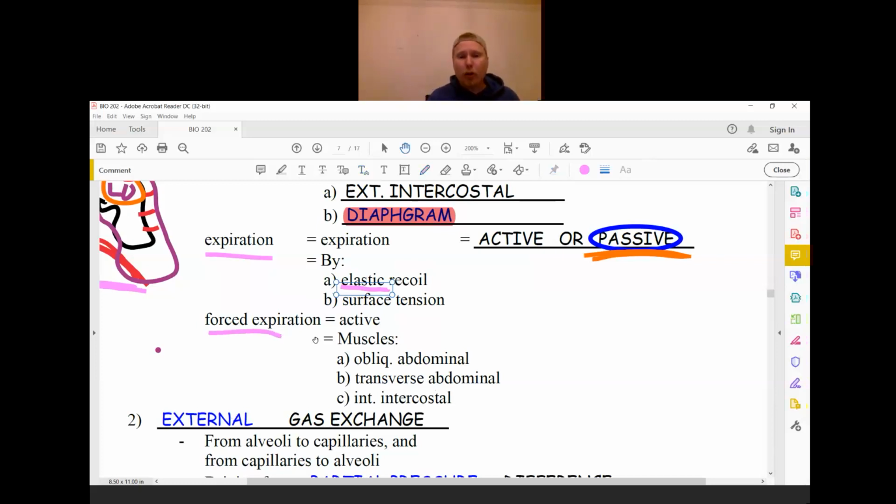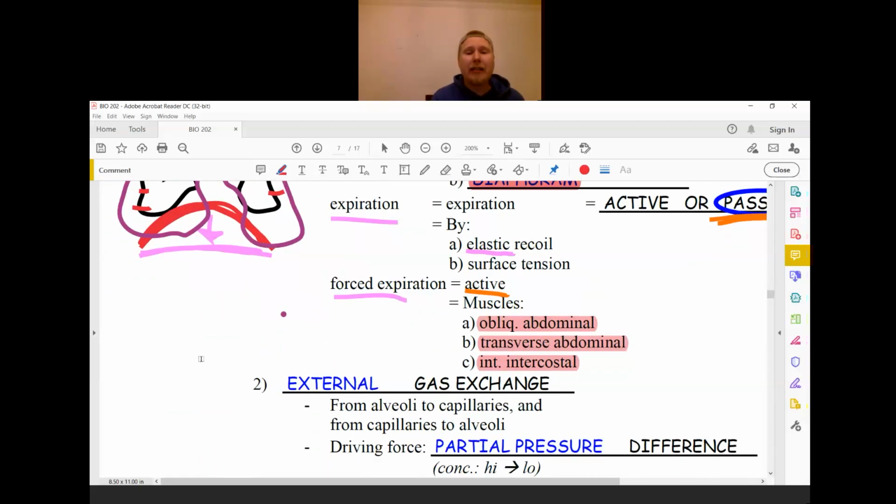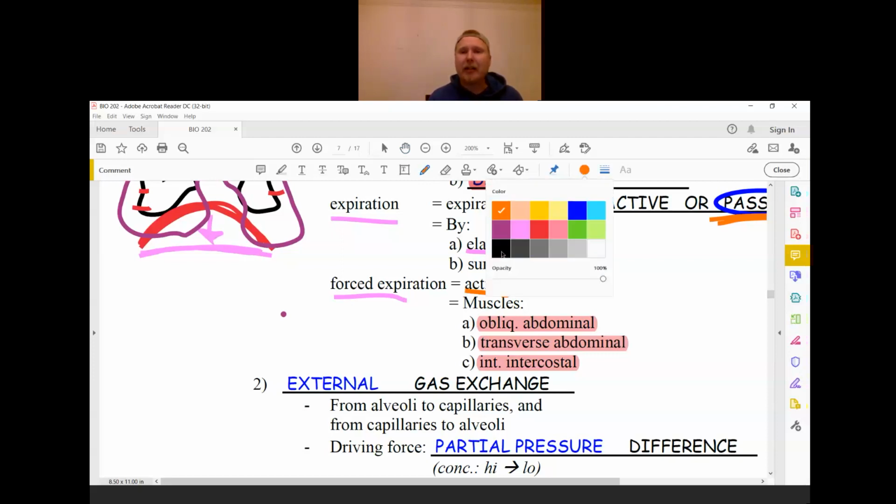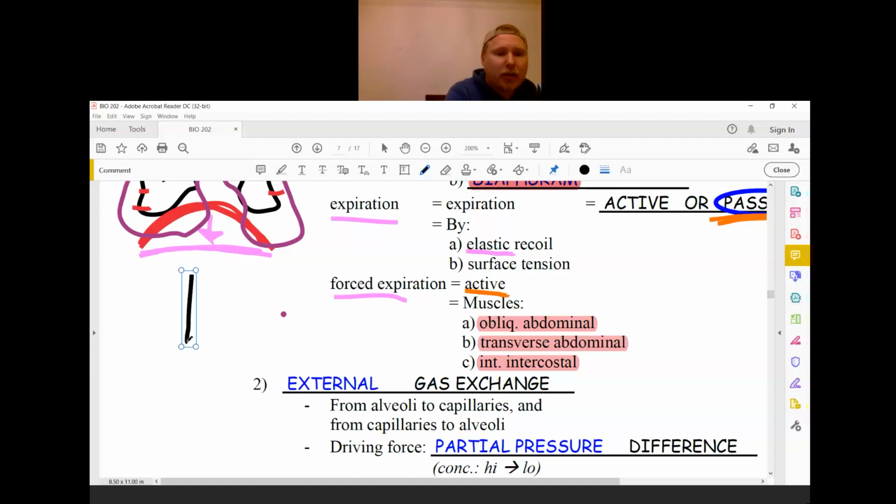Here, we would recruit further muscles to assist us in breathing out, and breathing out further than what we would normally do. This would involve muscles such as the oblique abdominal, transverse abdominal, and internal intercostal muscles. Whether it is traditional expiration or forced expiration, let's have a look at what happens there. Another quick sketch of a diagram. There are trachea, primary bronchi, our lungs.